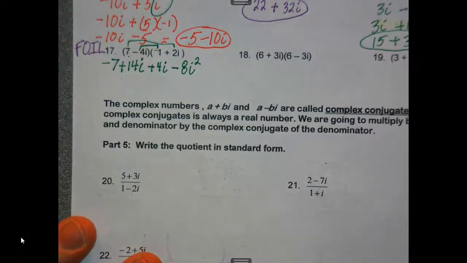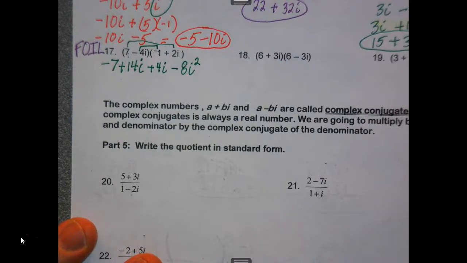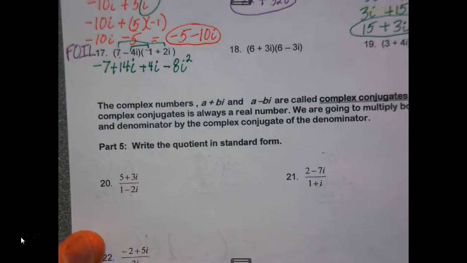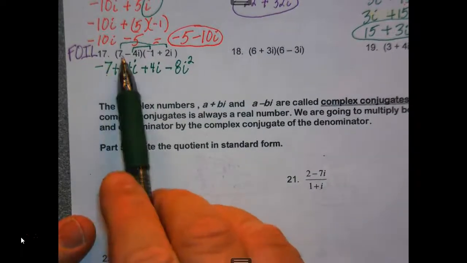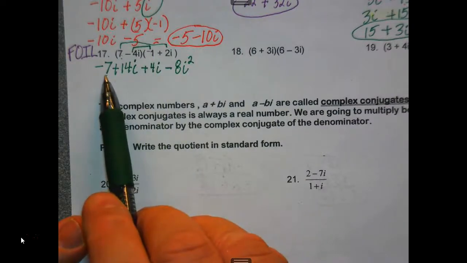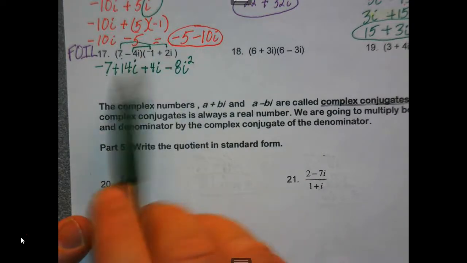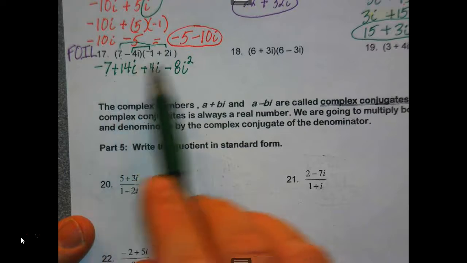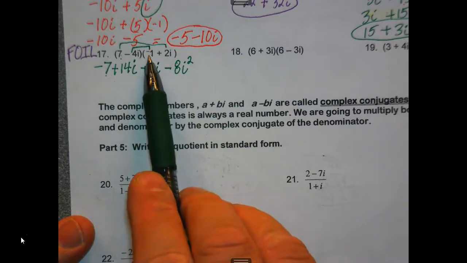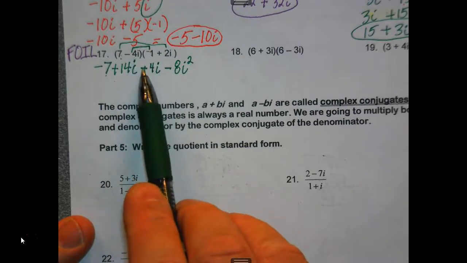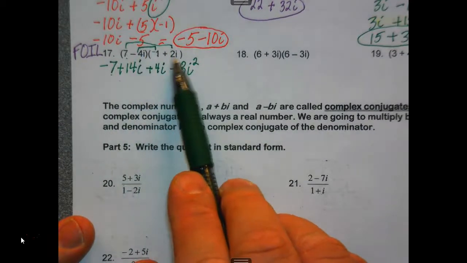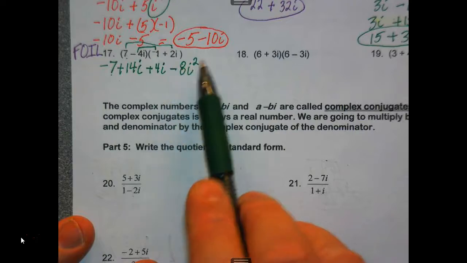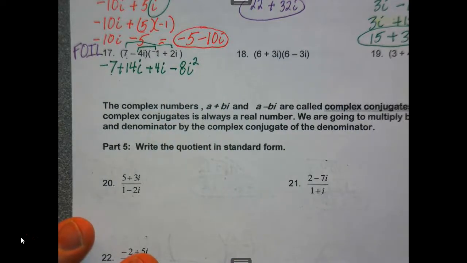Huh? I just used FOIL. That's all I did. What did I do in the FOIL process? First, 7 times negative 1 is negative 7. Outer, 7 times 2i is 14i. Inner, negative 4i times negative 1 is a positive 4i. And last, negative 4i times a positive 2i is a negative 8i squared. I just FOILed it. That's all I did. Okay?